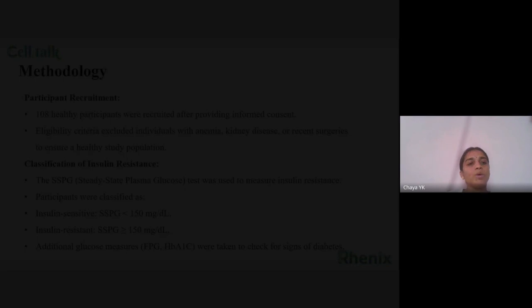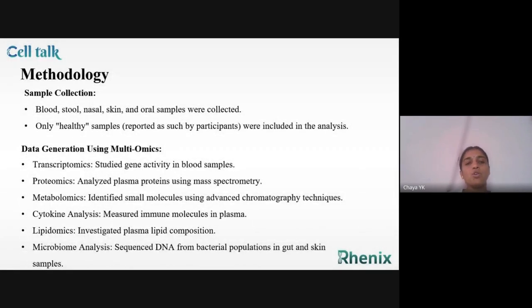Over time, participants returned for follow-up visits, providing more healthy samples of blood, stool, nostril, and skin or oral swabs. But only data from those who remained healthy were used in this study. The research examined several types of biological data to understand how the body changes with age, including gene activity, that is transcriptomics, protein levels, proteomics, and metabolites, immunomarkers, liver function, lipids, and also gut bacteria.